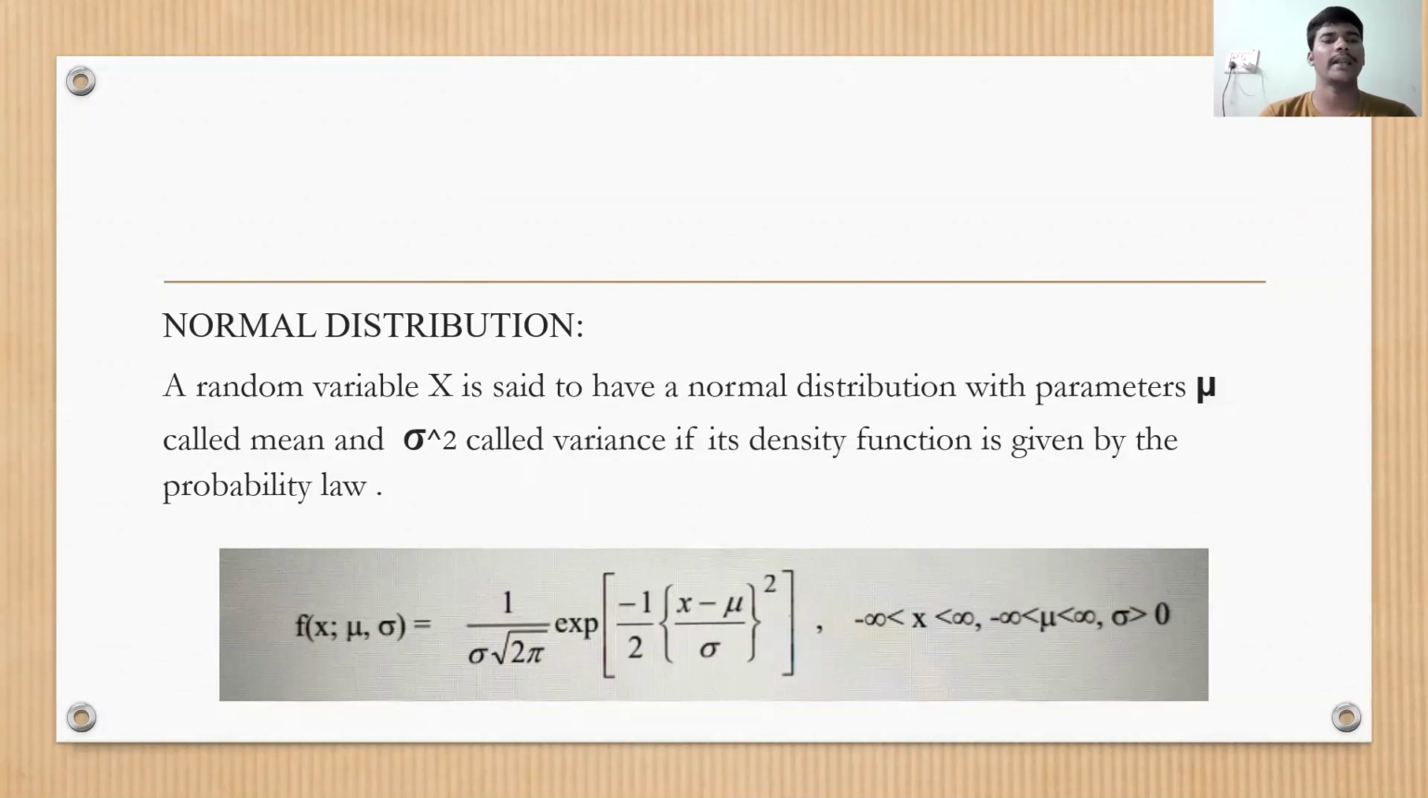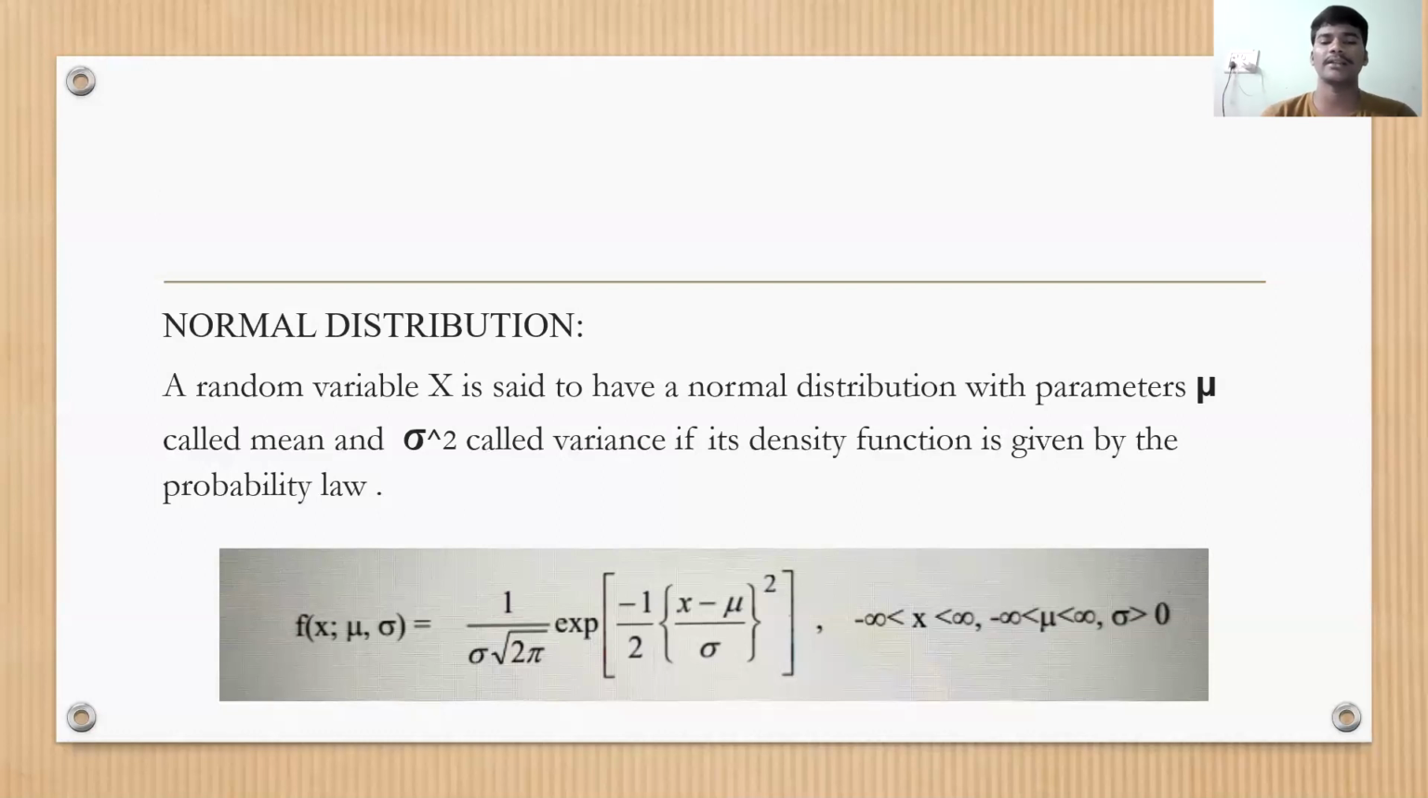The basic definition: a random variable x is said to have a normal distribution with the parameters mu, called mean, and sigma square, called variance, if its density function is given by the probability law f(x, mu, sigma) = 1 by sigma root over 2 pi into e power minus 1 by 2 into (x minus mu by sigma) whole square, where x is defined everywhere, mu is defined everywhere, and sigma is greater than 0.